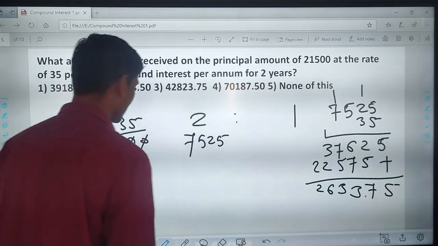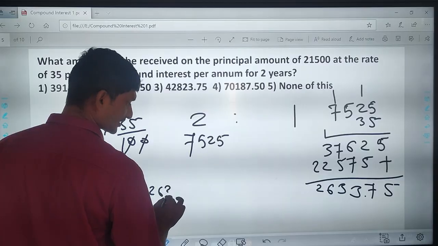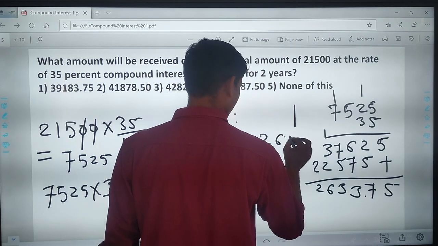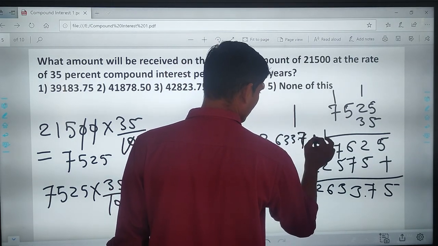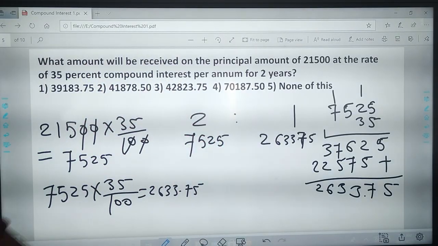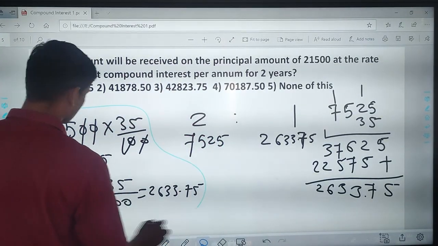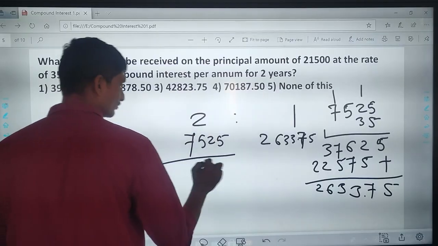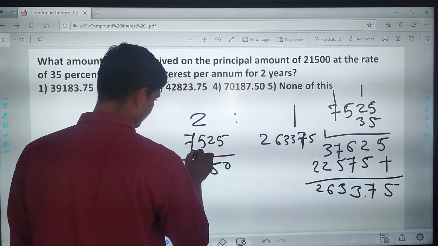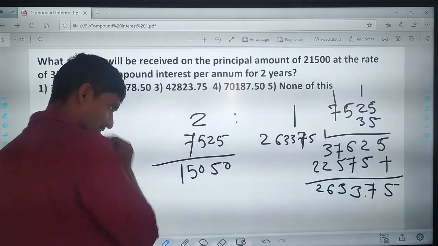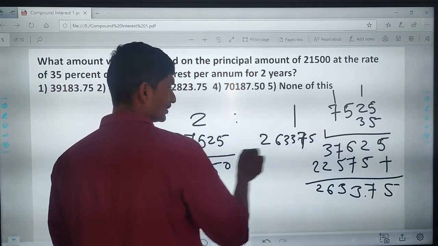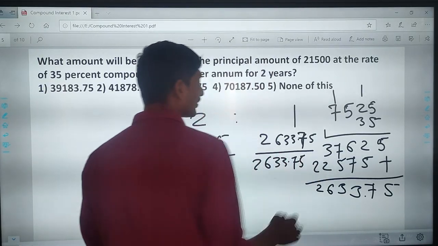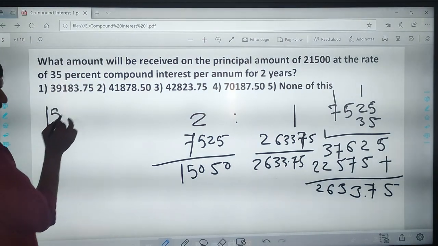Now here your answer is 2633.75. We take multiplication of these two and get addition. We get the compound interest for 2 years. Now here multiplication of these two is 2633.75. We get addition of these two.